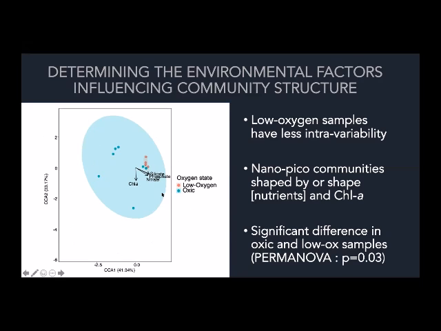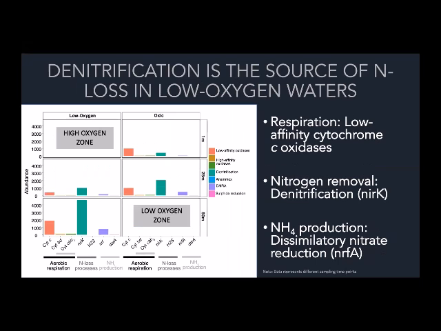You can't see this so well in the CCA plot, but when we do a PERMANOVA, the communities from low oxygen waters and oxic waters are actually quite different. So when we look at functionality, what I'm really interested in is respiration, nitrogen removal, as well as the production of ammonia. So what we're seeing here are the low oxygen genes that I'm interested in, and the abundances of genes at oxic levels.